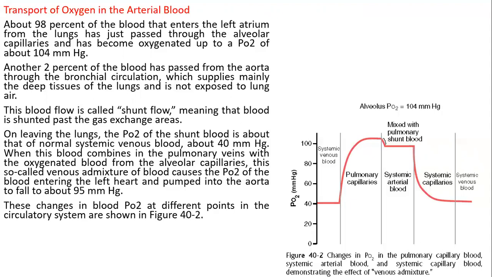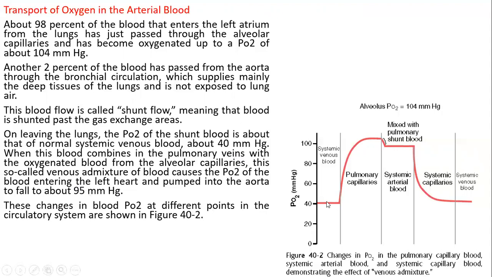هذا يسموه bronchial shunt. On leaving the lungs, the PO2 of the shunt is about that of normal systemic venous circulation, اللي هو 40. When its blood combined with pulmonary veins with oxygenated blood from the alveolar capillaries, this so-called venous admixture of the blood causes the PO2 اللي هو راح ينزل من 104 إلى 95. This change in the blood PO2 at different points in the circulatory system is shown in the figure 42.